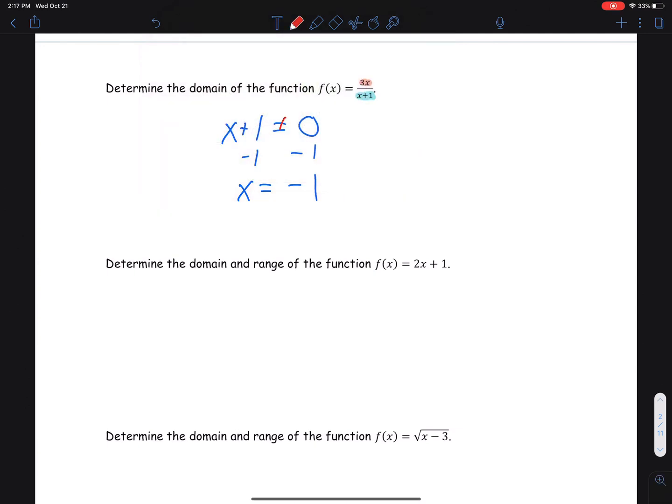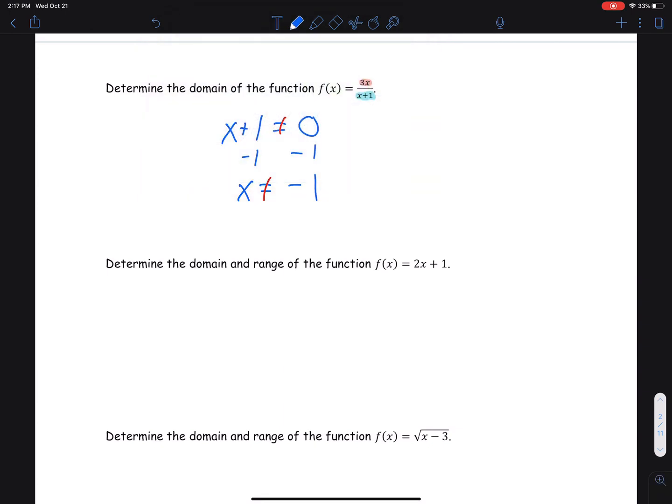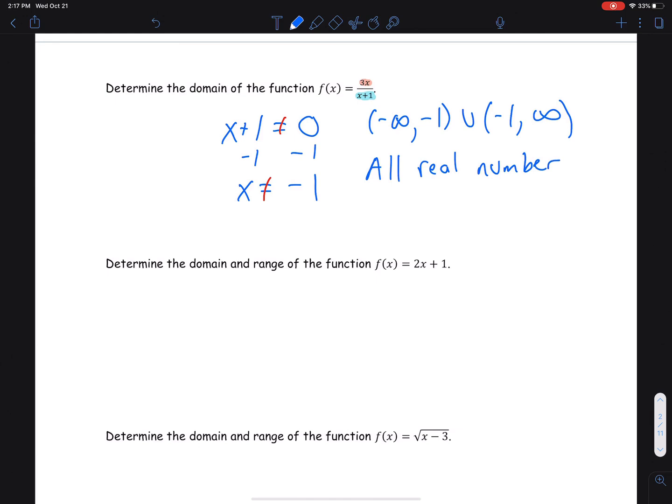Remember, we actually do not want the denominator to equal 0. So that's going to be our only restriction. It's just going to be negative 1. So our domain is going to be negative infinity to negative 1 in union with negative 1 to infinity. You could also write this as all real numbers such that x does not equal negative 1. You could also write it like that too. Either of those ways are completely fine for the domain.